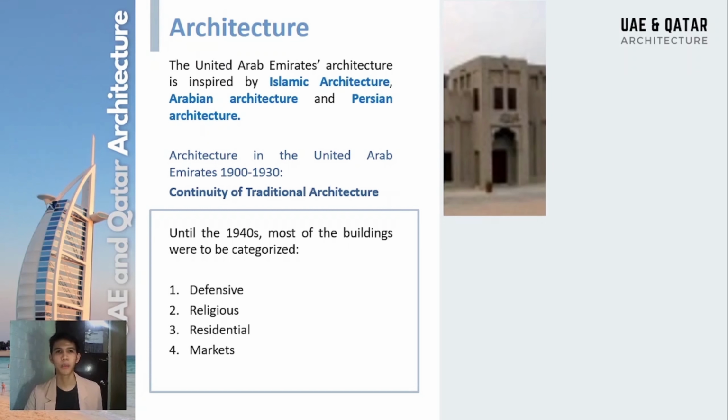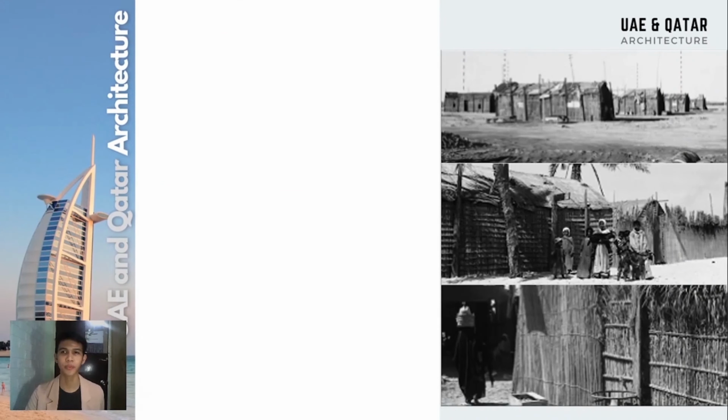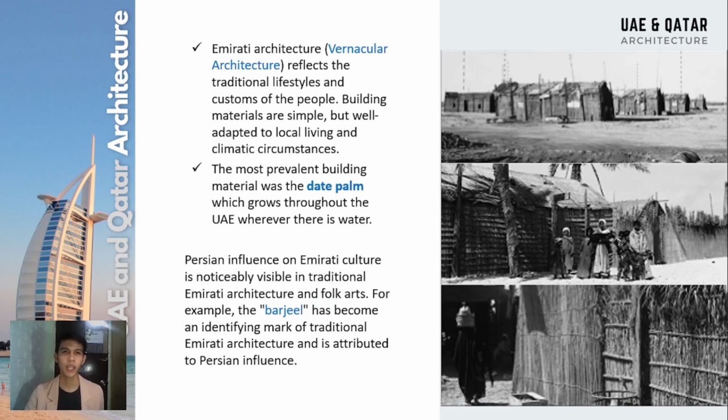Architecture in the United Arab Emirates, in 1900 or 1930, is called continuity of traditional architecture. Until the 1940s, most of the buildings were categorized as defensive, religious, residential, markets, and public buildings. Emirati architecture, or better known as vernacular architecture in their country, reflects the traditional lifestyles and customs of the people.